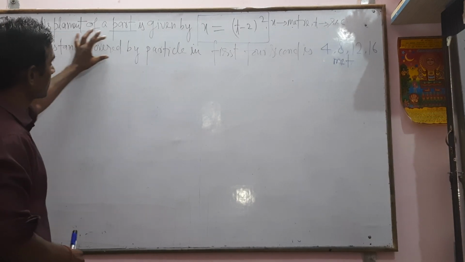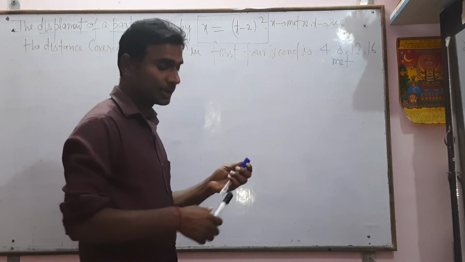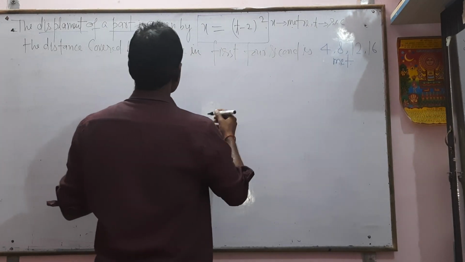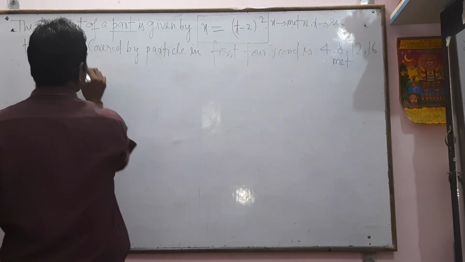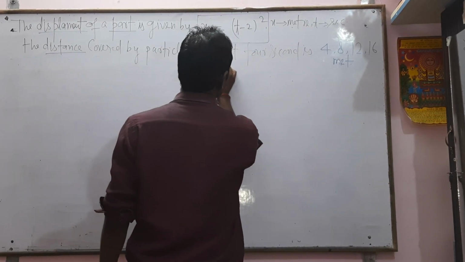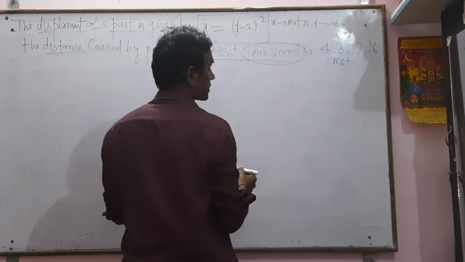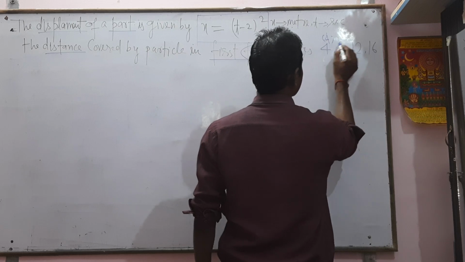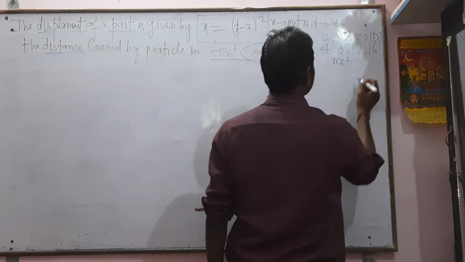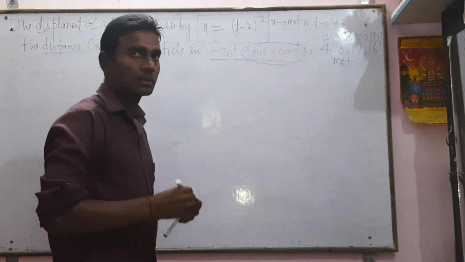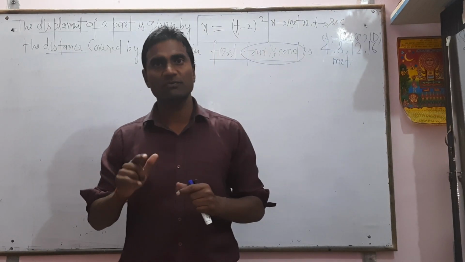The distance covered by the particle in the first 4 seconds. That is the important point. The options are A, B, C and D meters. For this question, we have to find the distance covered in the first 4 seconds.